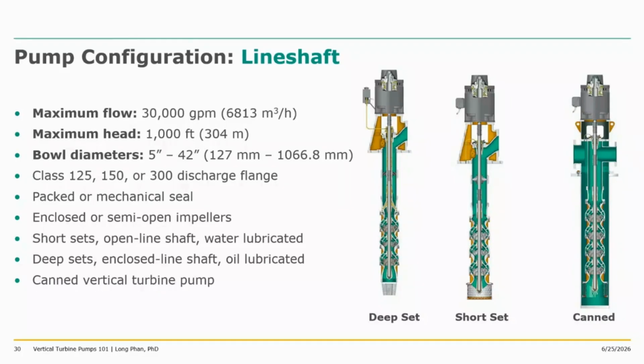So in the subset we call line shaft, remember the picture where you have four different types: deep set, enclosed line shaft or oil lubricated, short set, open line shaft, water lubricated, and can vertical turbine pump. They are all line shaft vertical turbine pumps.